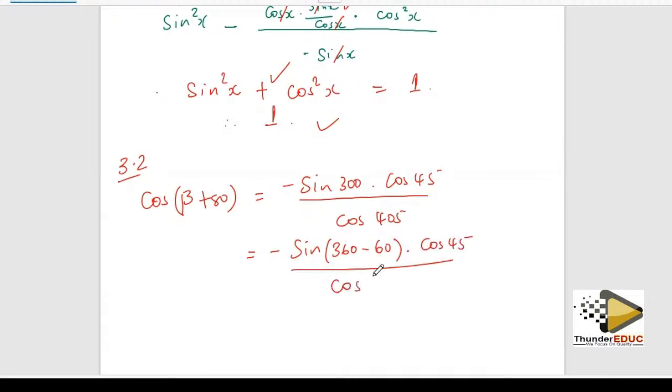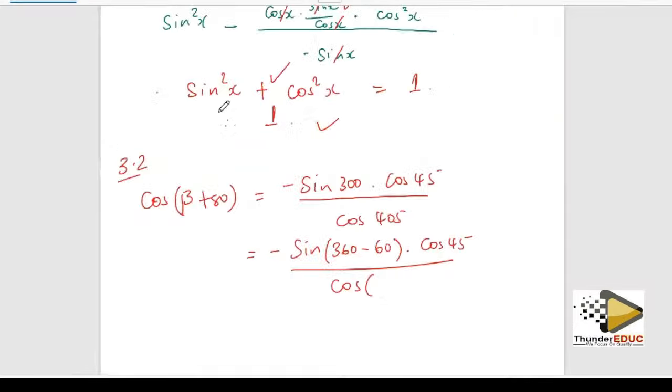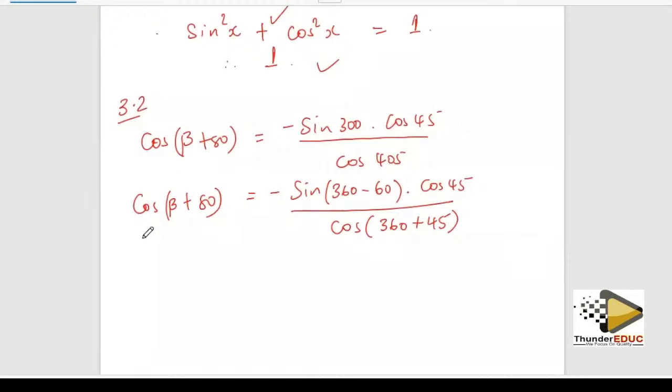And then where do we find 405? That is after 360, so probably in quadrant number 1. So that's going to be 360 plus, is it a 45? Yes. So 360 plus 45 must give me this. This is equal to the cos of beta plus 80. All right. Then I'll go down and say my cos of (beta plus 80) is equal to, I can reduce this.